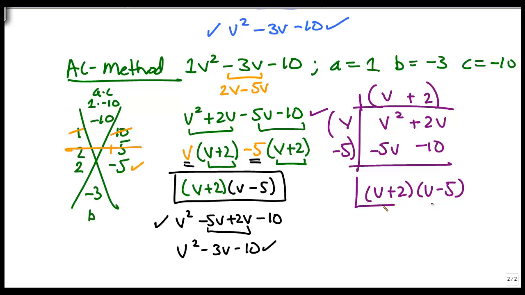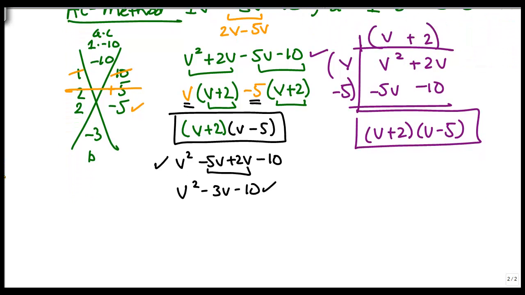So there's two different ways of doing that. We get the same answer either way, but I do like the box method. It seems like I make fewer mistakes with that one. Let's go ahead and look at another example.